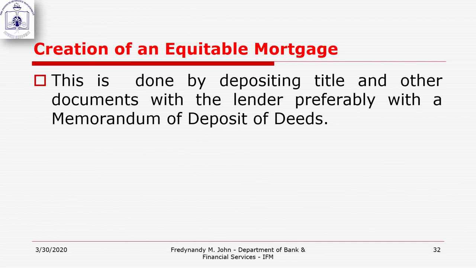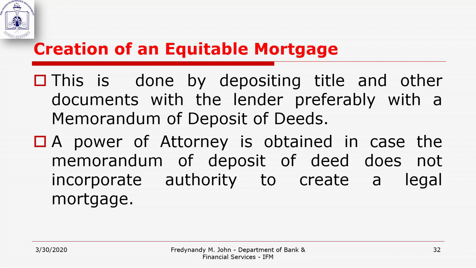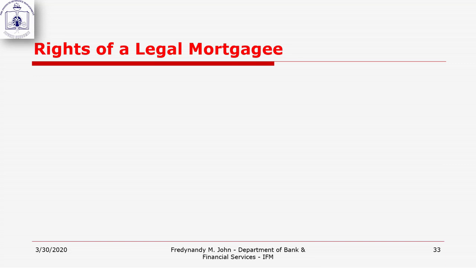In the case of an equitable mortgage, the creation is done by depositing the title. That is, the borrower will come over to the lender, the bank, and deposit the title documents. After doing so, the lender will create what we call a memorandum of deposit deed, signed, and then a power of attorney will be obtained in case the memorandum of deposit deed does not incorporate authority to create a legal mortgage.